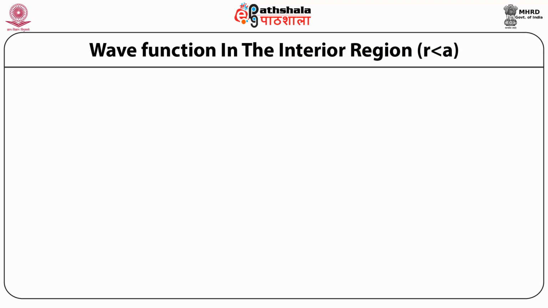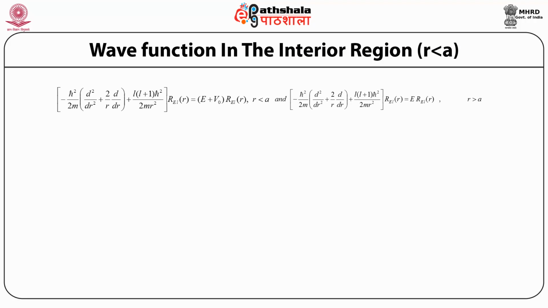For r less than a, that is the interior region: minus h bar squared by 2m into (d2/dr square plus 2 by r d/dr) plus L into (L plus 1) h bar squared by 2m r squared, into R_{EL}(r) equals E into R_{EL}(r) for r greater than a. The solution for the wave function in the interior region r less than a.